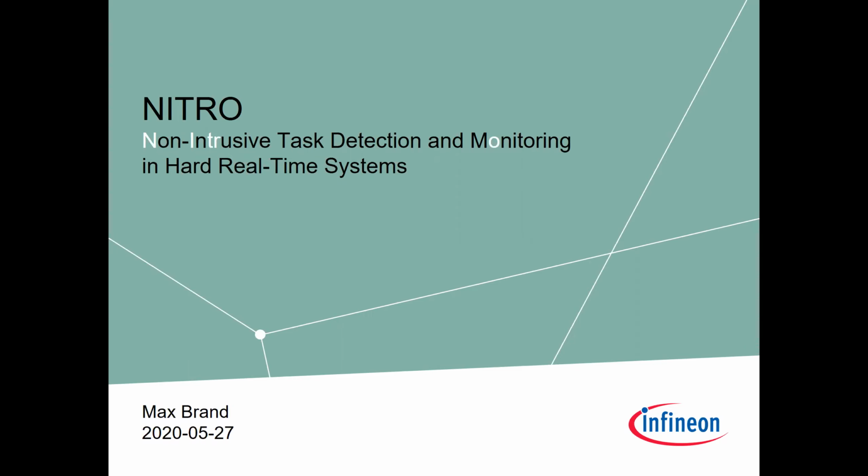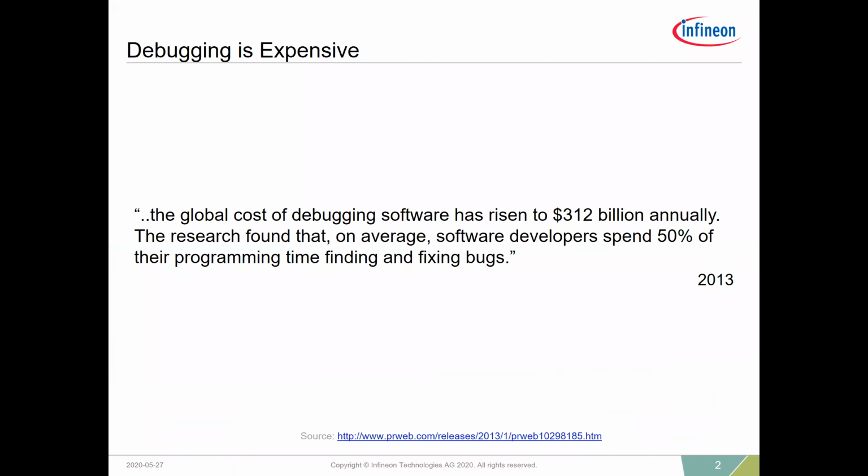The paper is about what we can do with trace data and how we can improve debugging for modern hard real-time systems. So at first, why do we want that?